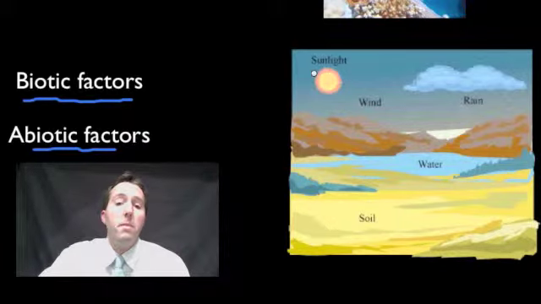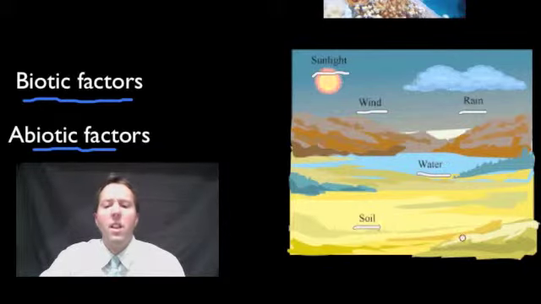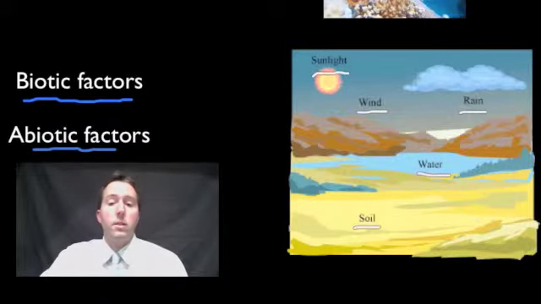An example of some abiotic factors is sunlight, wind is non-living, rain, well that's just water. Obviously water, again, not living, and the soil is not living, and other things like rocks or the pH are examples of abiotic factors in an ecosystem.